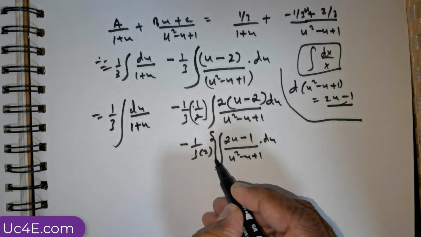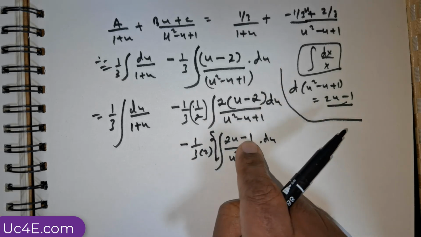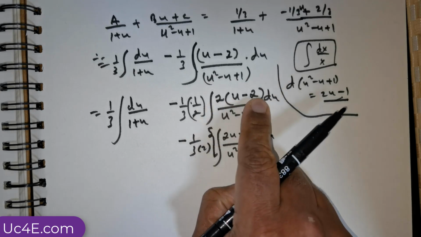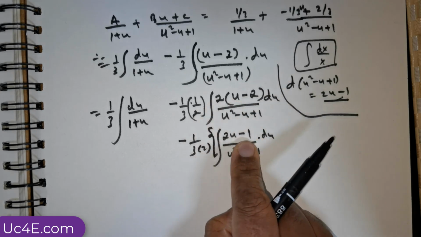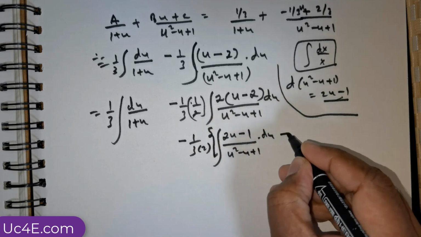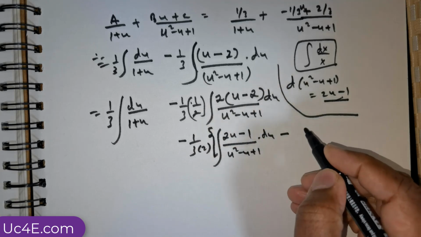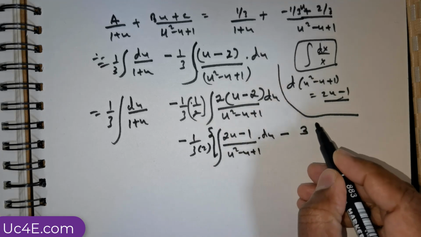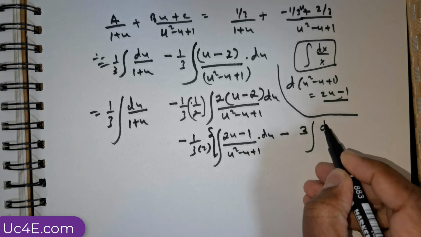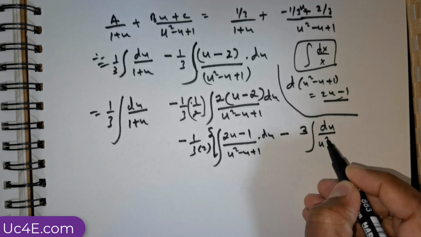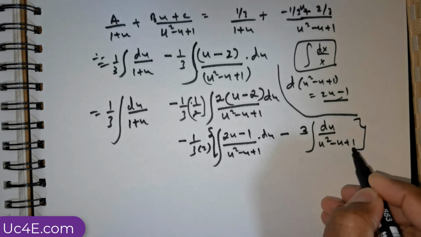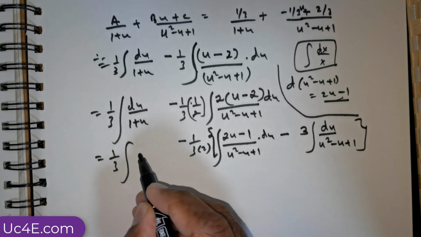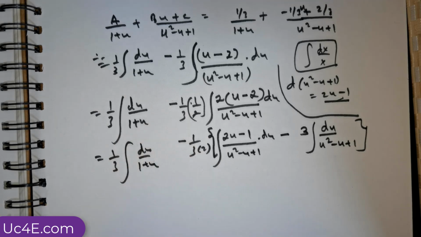So let me just place the parenthesis here. But this is actually minus 4, right? 2 times negative 2 will give you minus 4, but I only taken minus 1. So I need to account for the next minus 3. So I need to place negative 3 there, with the integral sign followed by du over u squared minus u plus 1 in a parenthesis. Okay, that looks fine. Now this is equal to 1 over 3 integral du over 1 plus u.